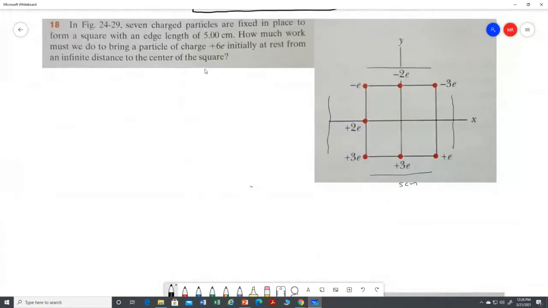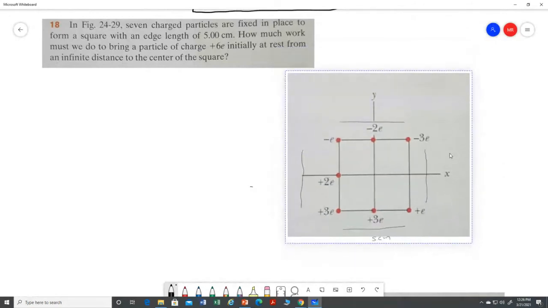Now what you are going to do is bring some charge from infinite distance. What charge are you going to bring? You bring plus 6e charge from infinity to the center. That means, for example, my dear, listen carefully, you have 6e charge at infinity. For example, consider this is your infinite distance. In this place, you have 6e charge. You initially have this 6e charge at infinite distance.